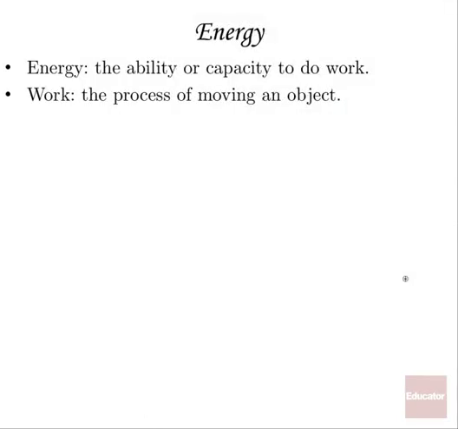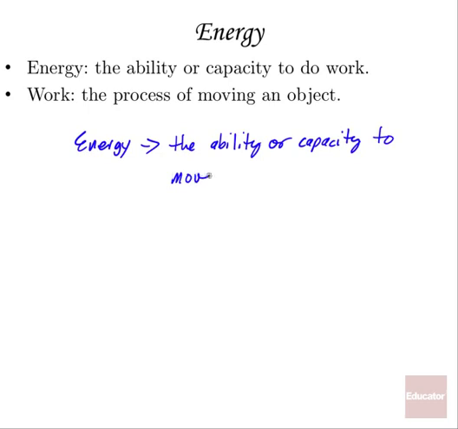We've talked about matter, let's talk about energy. Energy is the ability or capacity to do work. But work in physics has a specific definition. Work is the process of moving an object. And we're simplifying these a little bit. We'll get into more depth later. But if we wanted to put those together, we could say that energy really is the ability or capacity to move an object.